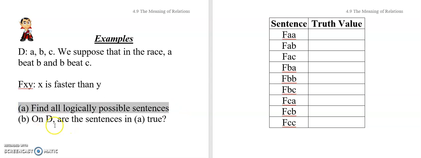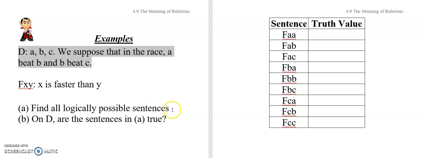So now the question is, on this particular domain, are these sentences true or false? These are separate things: what are the possible sentences, and then what are their truth values on a particular domain? So go ahead now and pause and see if you can figure out on this domain whether these sentences are true or false, and that's going to convince you that you understand the meaning of the expression.